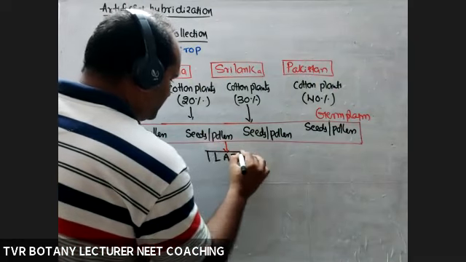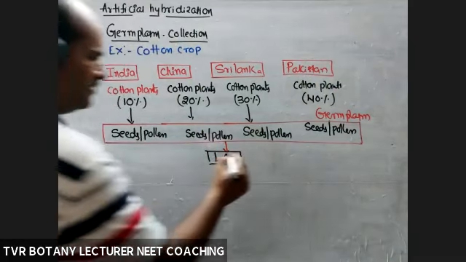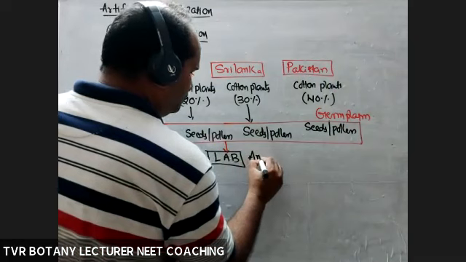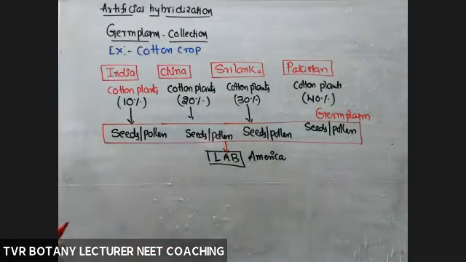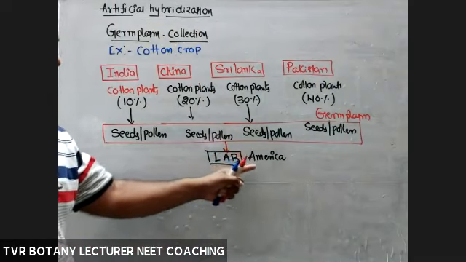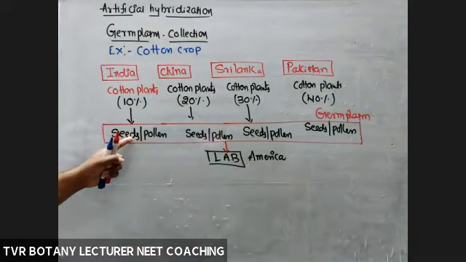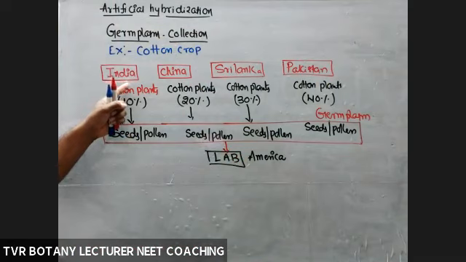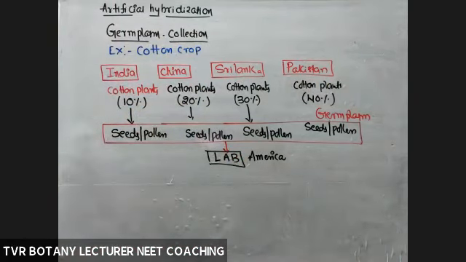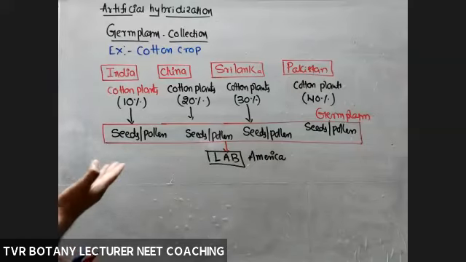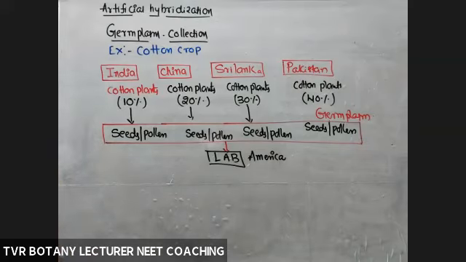And that lab is present in some country, whatever the country. For example, I'm taking America. A certain number of scientists present in the lab of America collected germplasm from cotton plants from India, China, Sri Lanka, Pakistan. Okay, right? Is it clear? So that is about the collection of germplasm. This is the way to understand. Otherwise, you have to buy it.